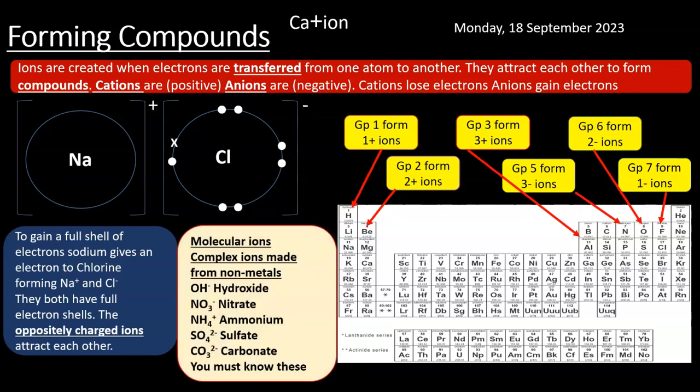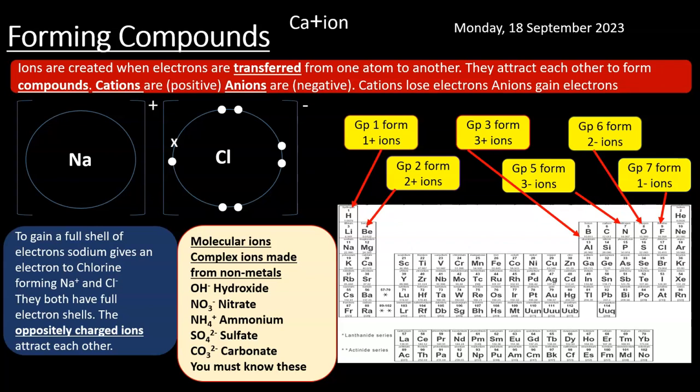There are quite a few more complicated ions. They're called molecular ions, or they used to be called radicals. These are ions which are made up from more than one non-metal atom, and you simply have to learn them: hydroxide, nitrate, ammonium, sulfate and carbonate. You would be expected to be well aware of these and how to name them and write them.